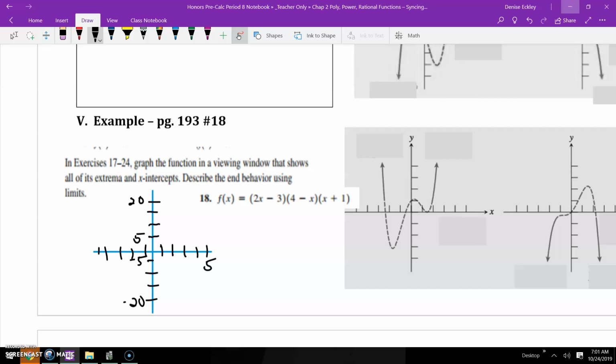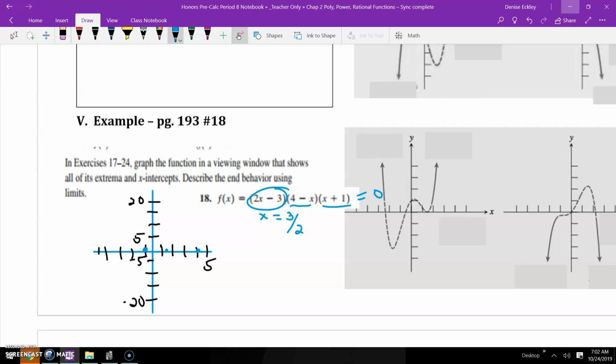And so we have a root at 4. So let me use a different color. We have a root at -1. And you can see those 2 roots here and here. Now that means the other root is going to be 3/2 when I solve the first, if I set this equal to 0 and solve the first parenthesis for x. So that's like right here.